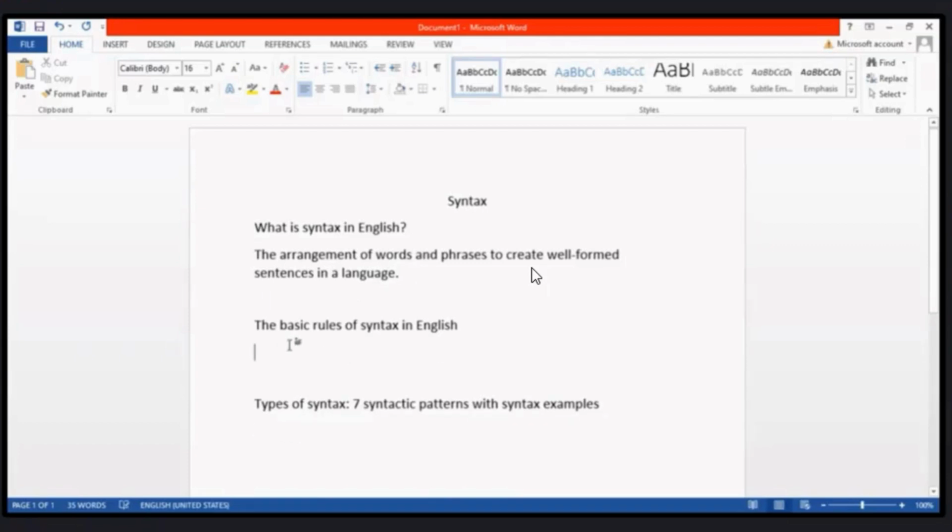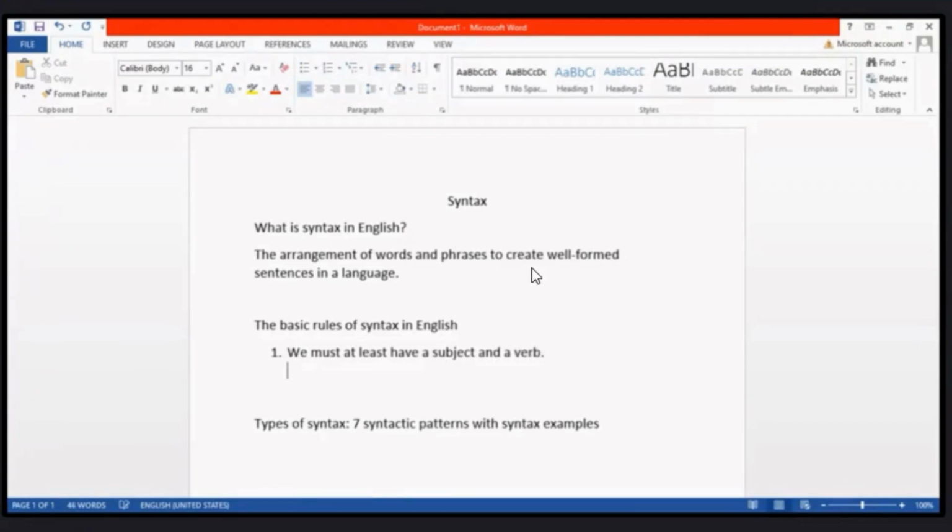All right. Next, moving on to the basic rules of syntax in English. Here we've got about five rules. এখানে আমাদের 5টা rules আছে. We've got around five basic rules of syntax in English. So the first rule is, what is the first rule? The first rule is that we must at least have a subject and a verb, okay? Subject and a verb. This is the minimum requirement.